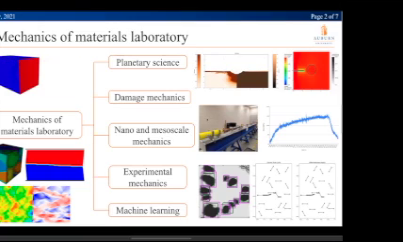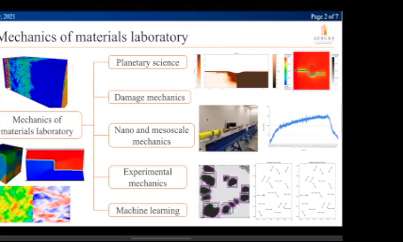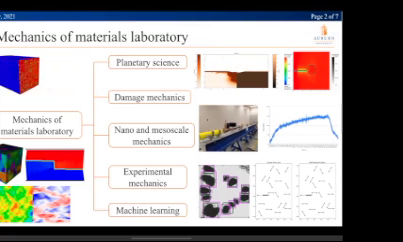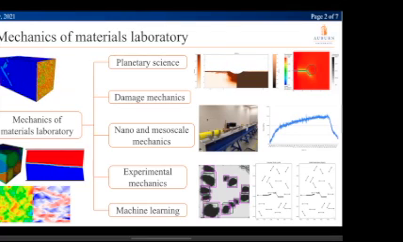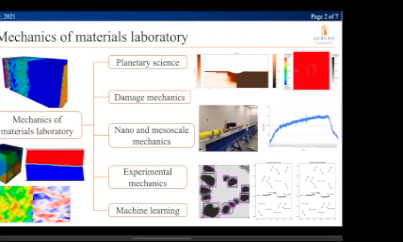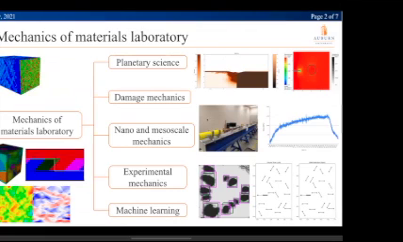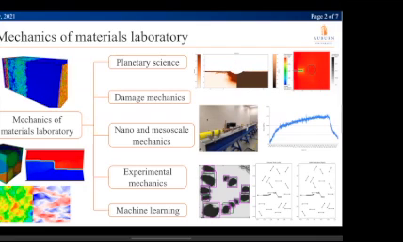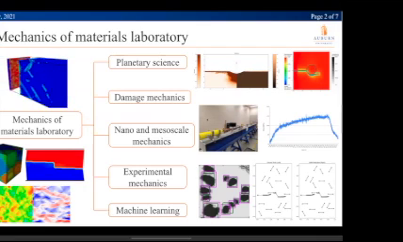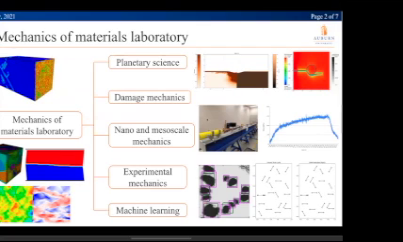And lastly, a new exciting adventure that we are doing is machine learning. Basically, the idea is, can we accelerate all this? Can we augment our equations? Can we augment our simulations with machine learning, and can we try to speed it up? So we'll talk about it in detail in the next few slides. So this was a brief overview of all the research in my lab.